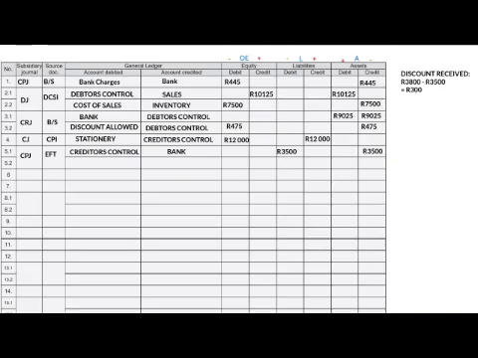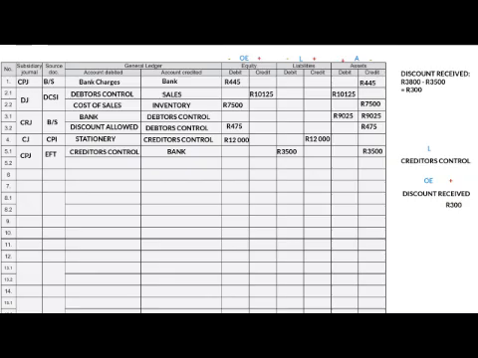Let's record the second part. Now we have to record the discount received. So our two ledger accounts involved will be creditors control and discount received. Creditors control is a liability, discount received is an owner's equity, but it is an income owner's equity, so it will have a positive effect on our owner's equity. So the 300 Rand will have a positive effect, which means it will be credited.